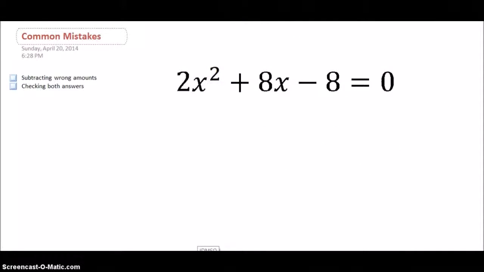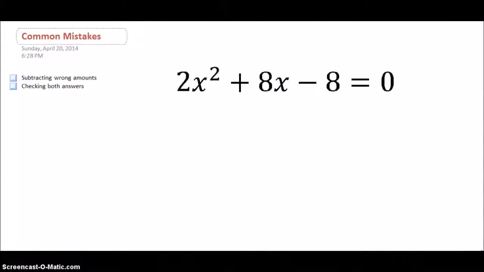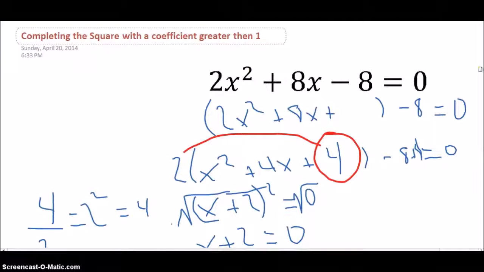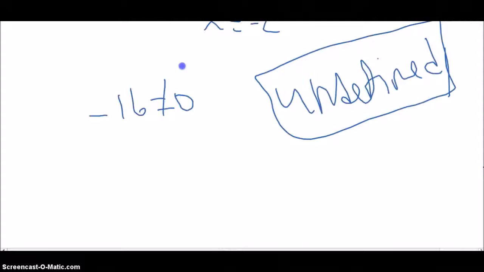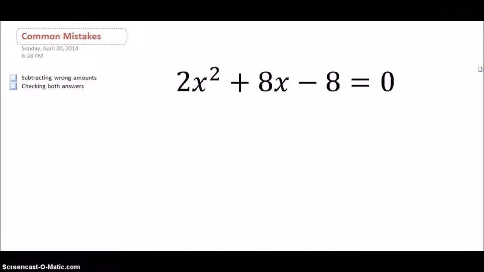Okay, so some common mistakes would be subtracting or adding the wrong amounts, like how we did here. When we thought we were adding 4, we were really adding 8 because of the rainbow rule here. Another common mistake would be not checking both answers. If you do not check your answers like we did here, it could turn out to be a big disaster, because you need to check them, otherwise they could possibly not be the right answers.